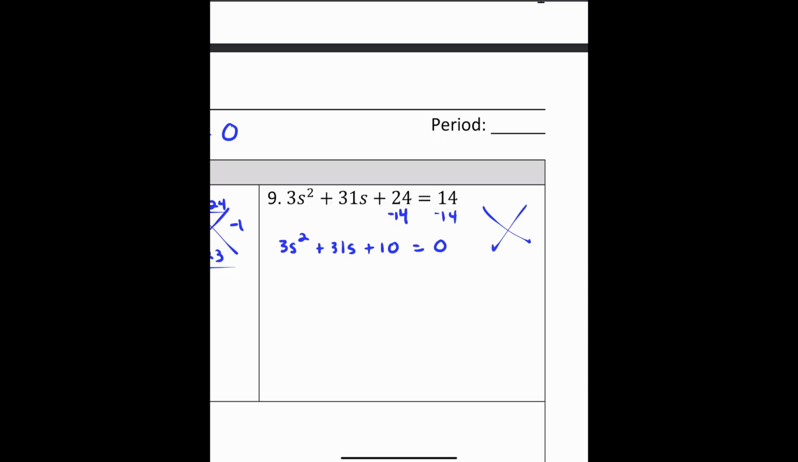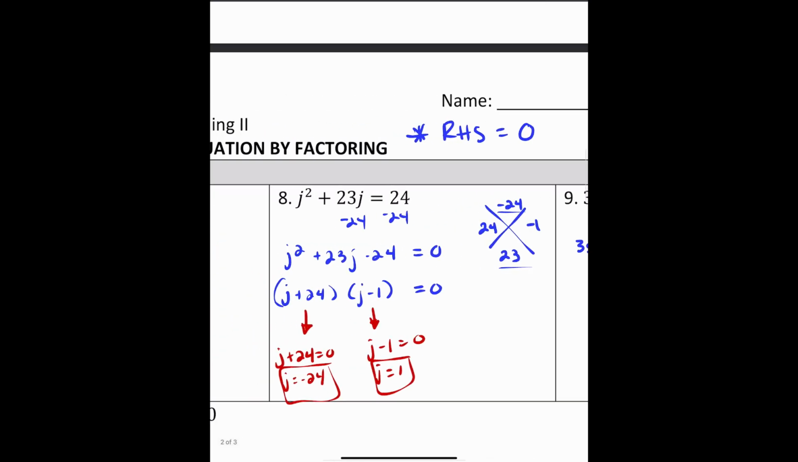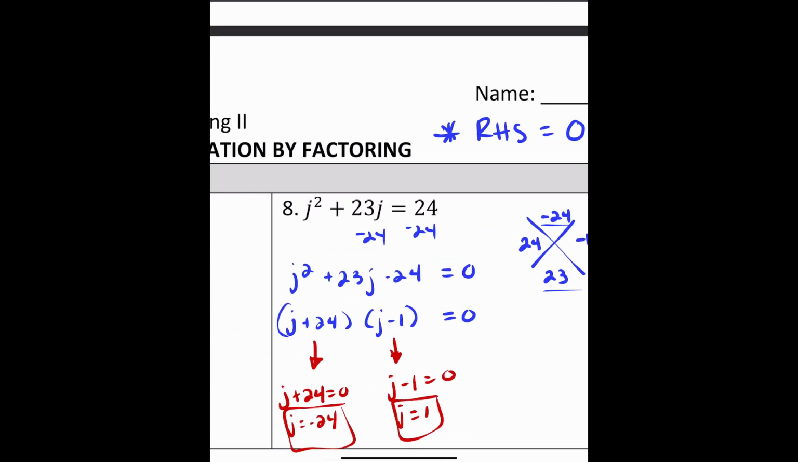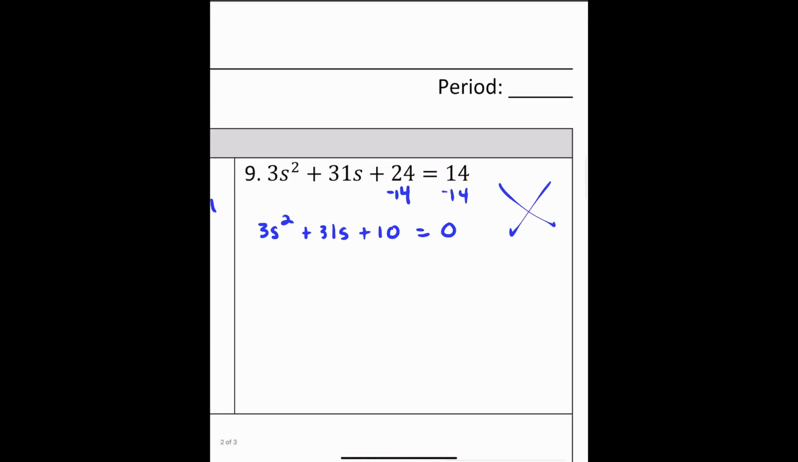And then we're going to factor using the x method. So remember, it's a times c. So if we look over here, we had 1 times negative 24, which goes up top. For this one, it's going to be 3 times positive 10, which is 30. So 30 goes up top, and then 31 down below. So the two numbers are 30 and 1. 30 times 1 is 30, and 30 plus 1 is 31. So we have s plus 30 times s plus 1 equals 0.